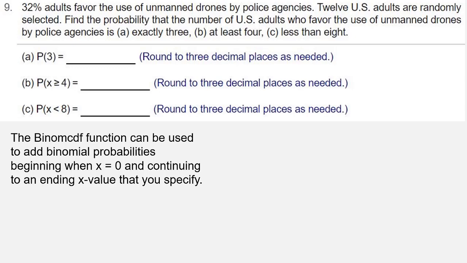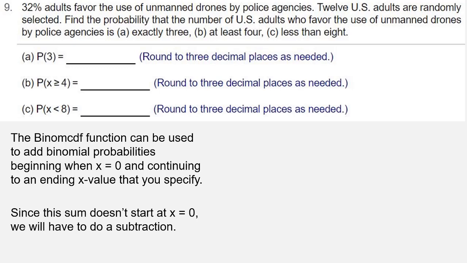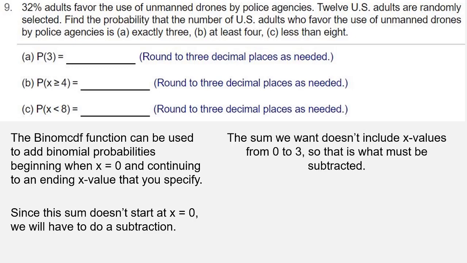So the first thing we need to realize is because we're looking at x greater than or equal to 4, this sum doesn't start at 0. And the Binomial CDF specifically adds things that start at 0. So that means we're going to have to do a subtraction. It's actually a complement for what we're going to put in. Remember, all the probabilities in a sample space add up to 1. So what we're going to do, because we don't want to include the values from 0 to 3, is that is going to be the binomial CDF that we actually find on the calculator. And then we're going to subtract that from 1.